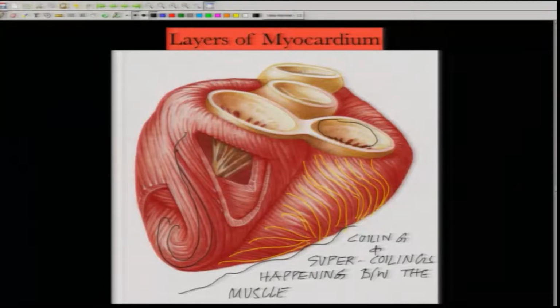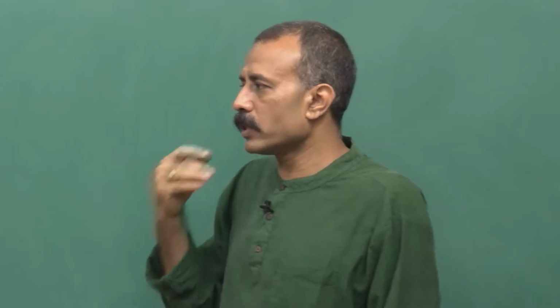And these are some of the real life structures of the valves. So these are the bicuspid, tricuspid and pulmonary valves. Okay, this is how they look. These pictures are there to give you a real life situation of how the heart really looks.